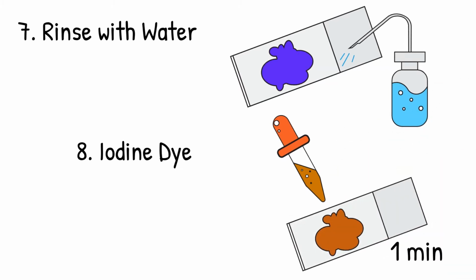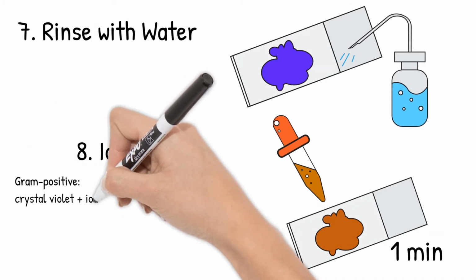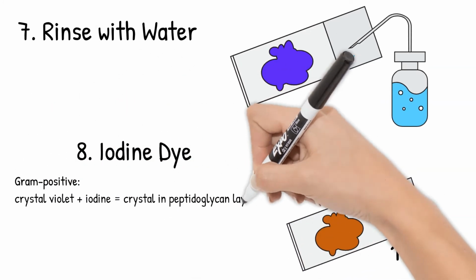The iodide dye binds to crystal violet dye molecules to form crystal, which makes it bigger and harder to wash off. Iodide is a mordant that helps the color stay in the cell walls. If you skip iodide, you can get a false negative.